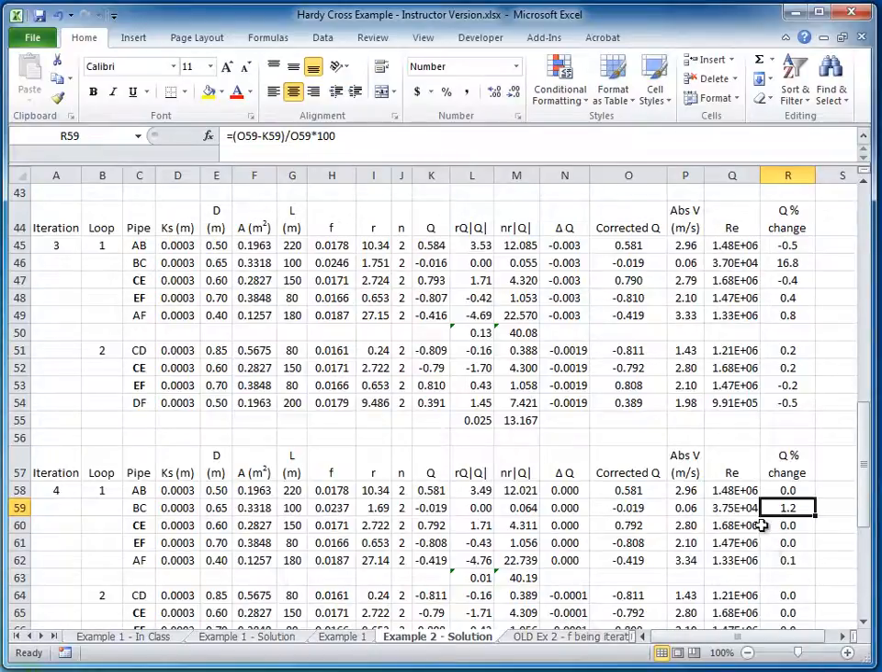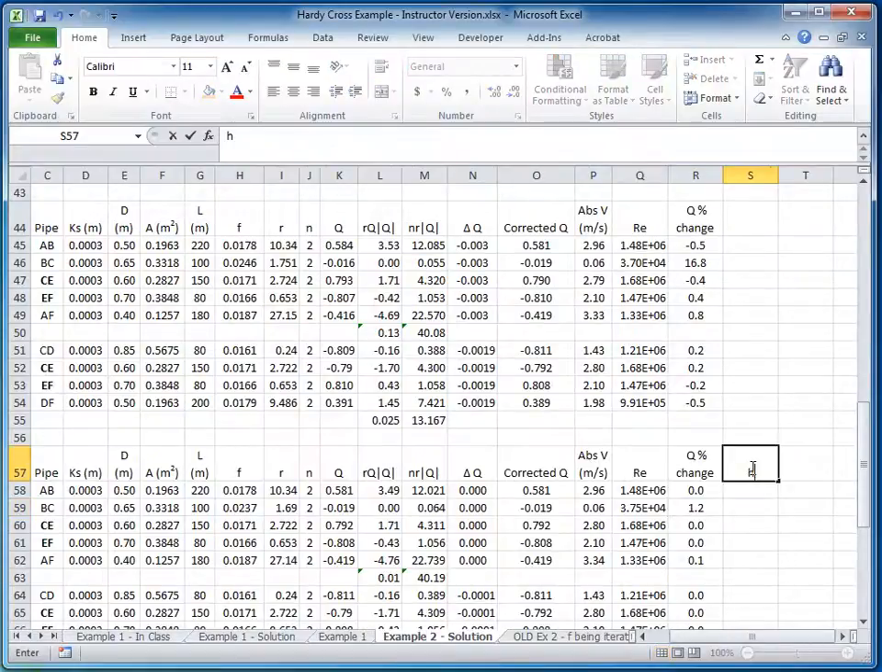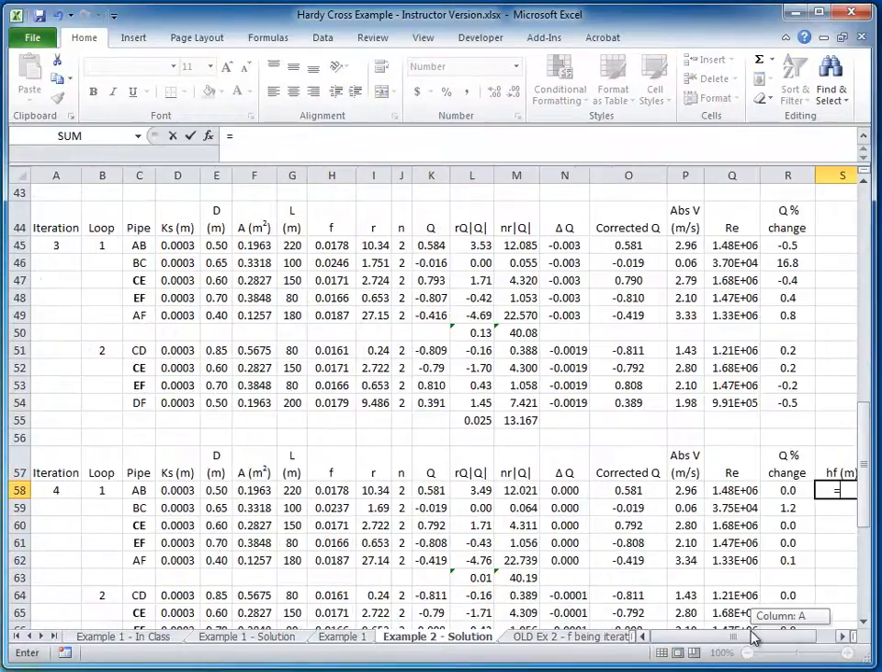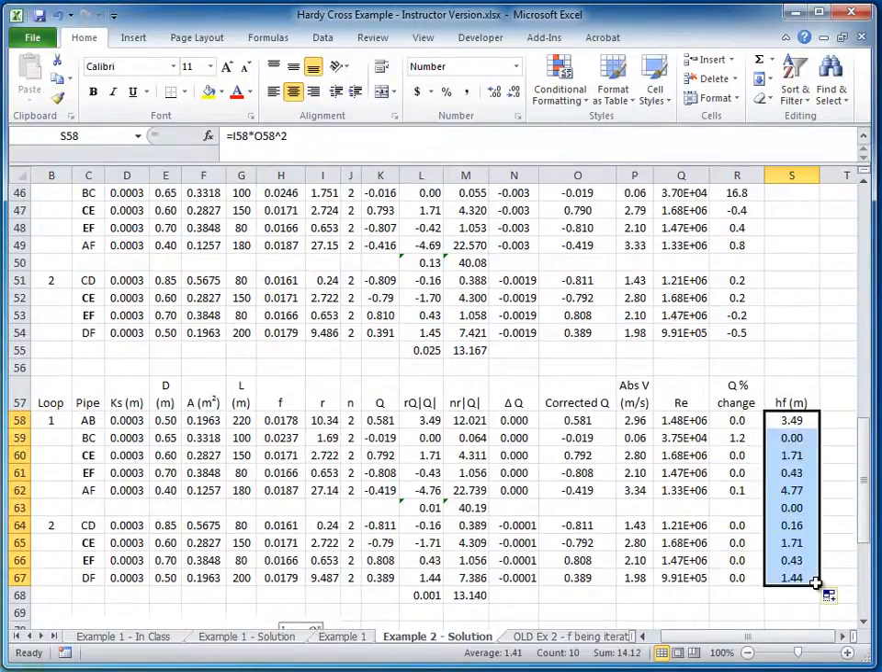Okay, so let's calculate the HF through each pipe. This is the amount of head loss due to pipe friction. This is going to be in terms of meters. And all I need to do there is multiply the R value times Q squared, and that gives me the head loss through that pipe. And so I can drag that down, and it tells me what is the head loss through each pipe.